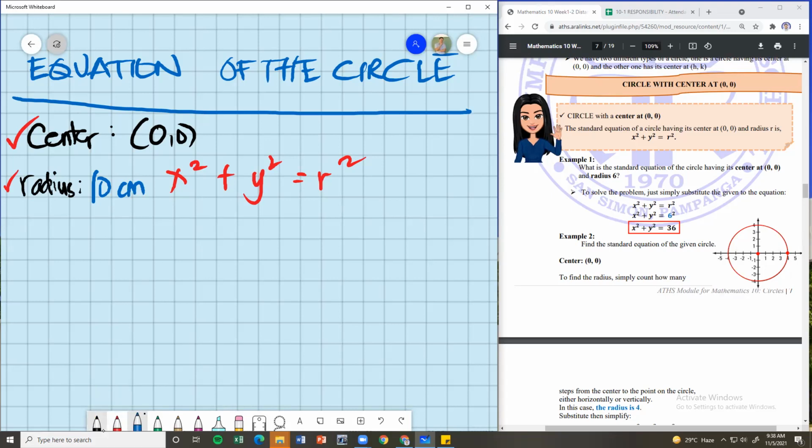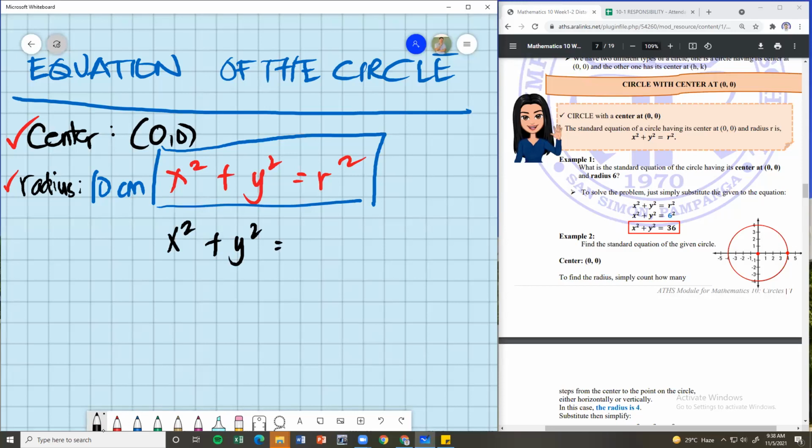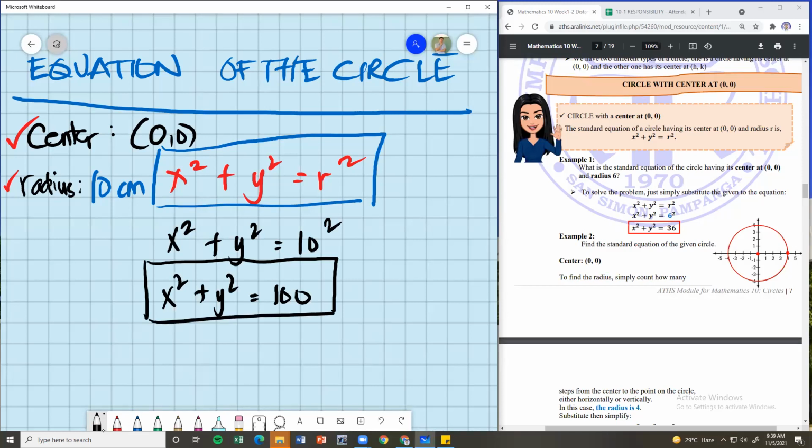So kapag 0, 0 yung ating center, ito yung shortcut form natin. This is the shortcut form. So therefore, all we have to do is just to copy the x squared plus the y squared. X squared plus the y squared is equal to, now let's have this r squared. For the r squared, let's just substitute r with 10. So that's 10 squared. And 10 squared is 100. So we have here x squared plus y squared is equal to 100. And that is now the equation of the circle.